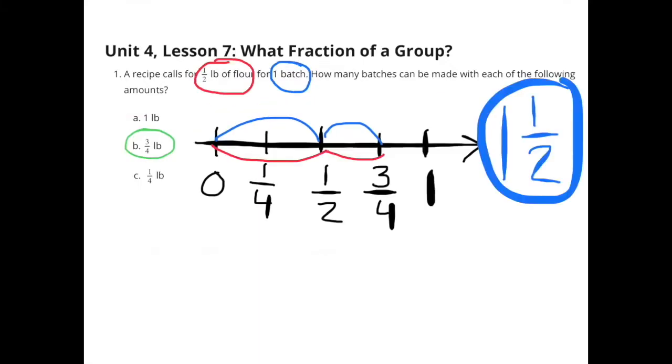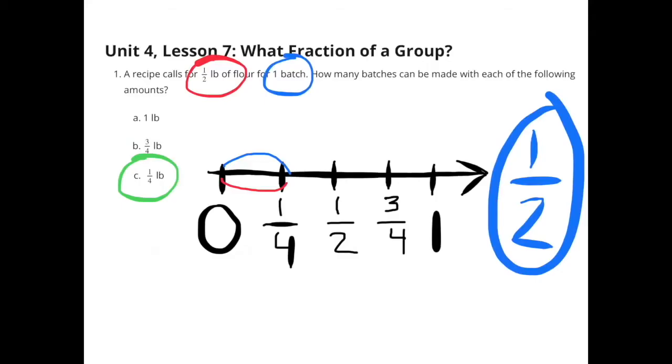B. 3/4 of a pound. With 3/4 of a pound of flour, you'd be able to make 1.5 batches. C. 1/4 of a pound. With 1/4 of a pound of flour, you'd be able to make 1/2 of a batch.